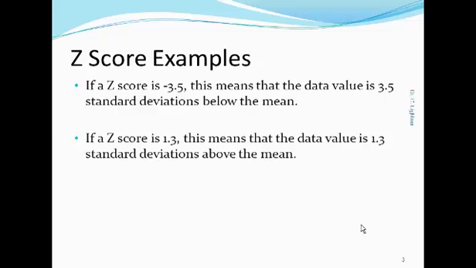If our z-score value is negative 3.5, this means that the data value is 3.5 standard deviations below the mean. If our z-score is positive 1.3, this means that our data value is 1.3 standard deviations above the mean.